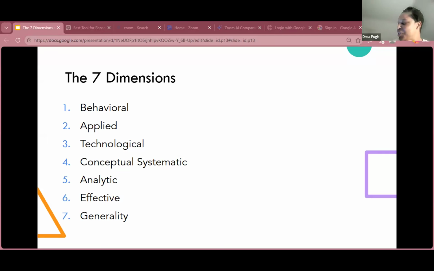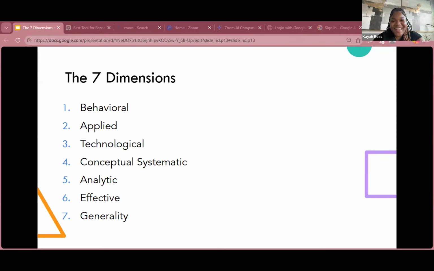Which dimension focuses on behaviors that matter in real life? Ask the question one more time. Which dimension focuses on behaviors that matter in real life? Behavioral? Is it A, B, or C? It's actually B, applied. The other two weren't actually dimensions. So yes, it was actually B. What was your question?